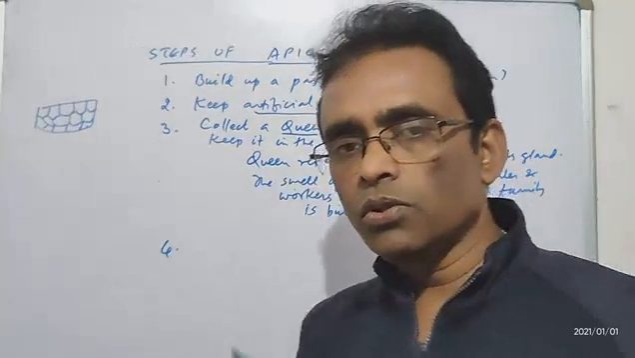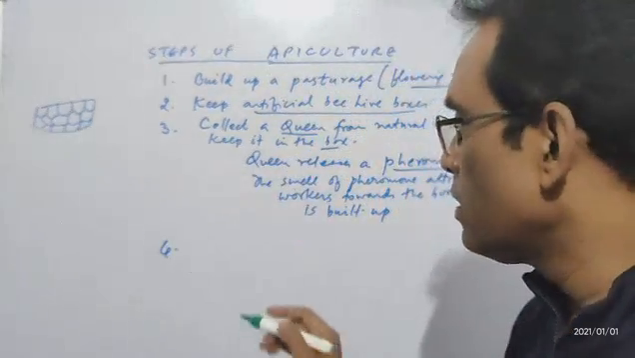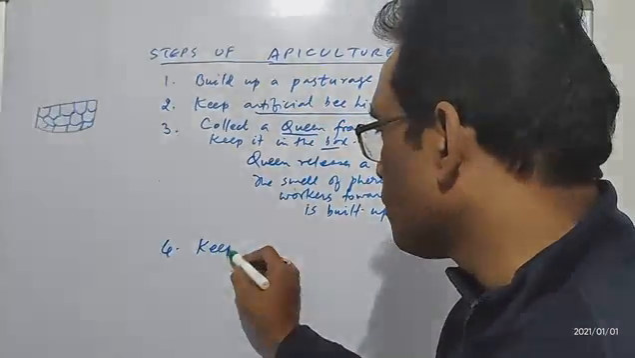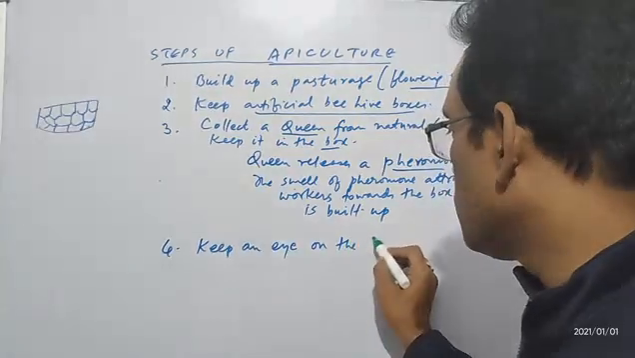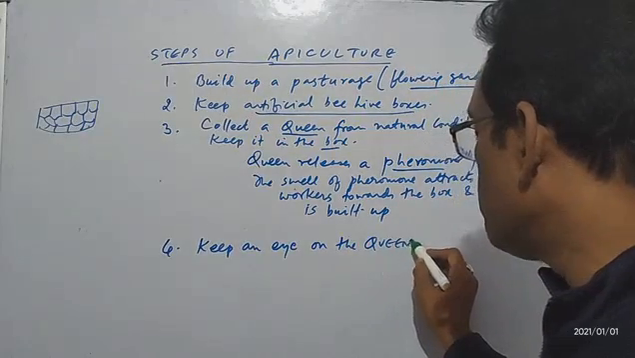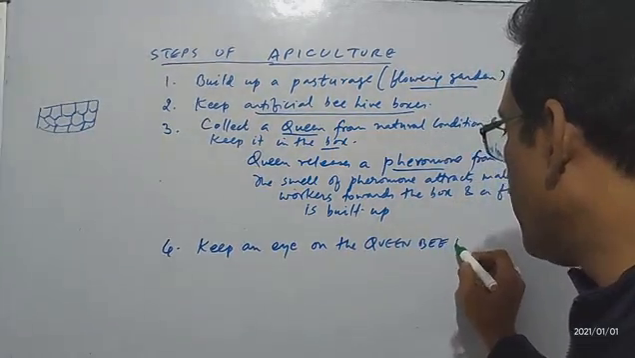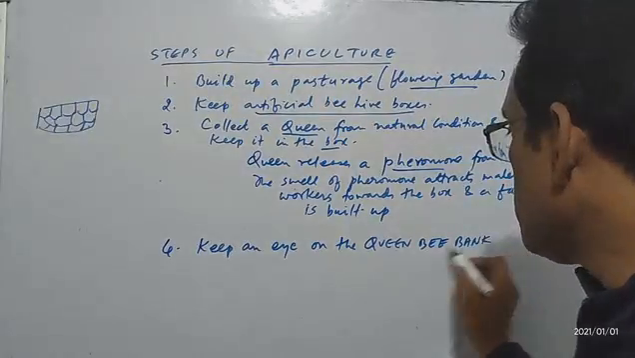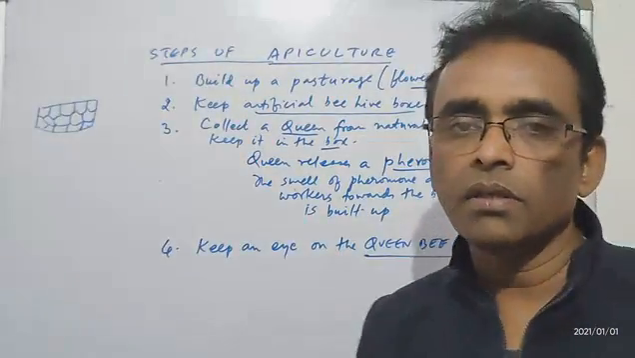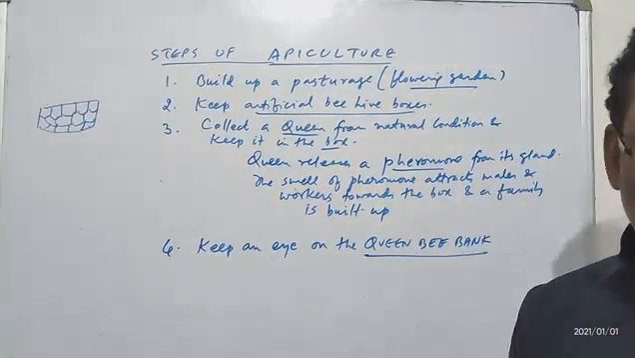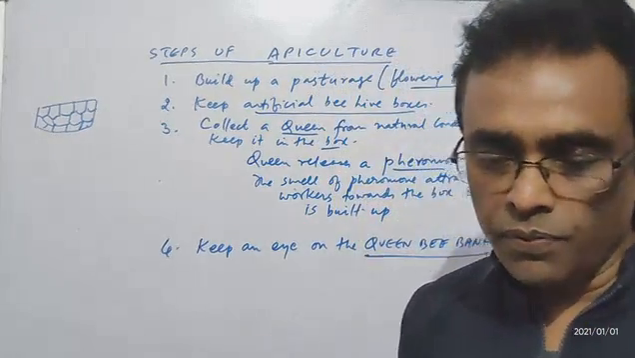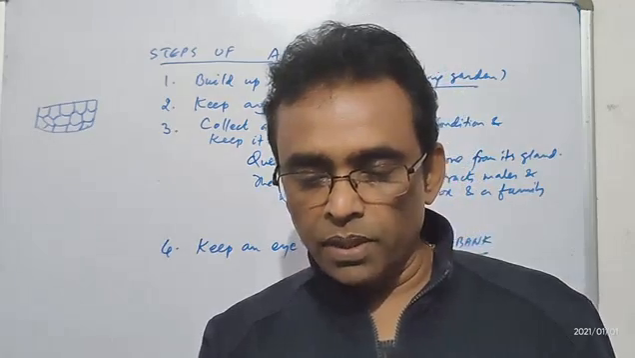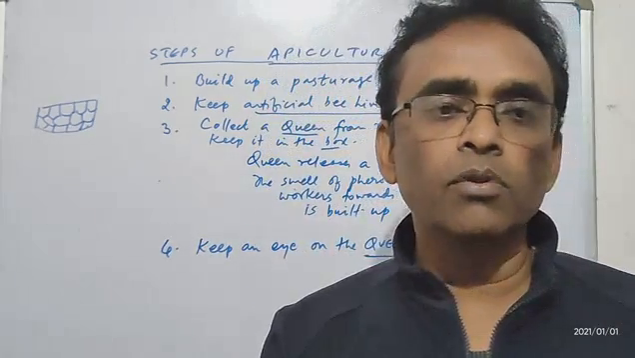What you need to take care of, one thing, is to keep an eye on the queen bee bag. Now this is a very important aspect of this artificial apiculture. I have said that all those fertilized eggs which hatch into caterpillars, if they are fed with royal jelly, will become queens.